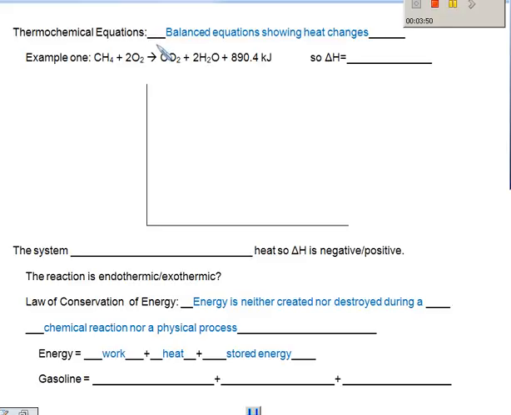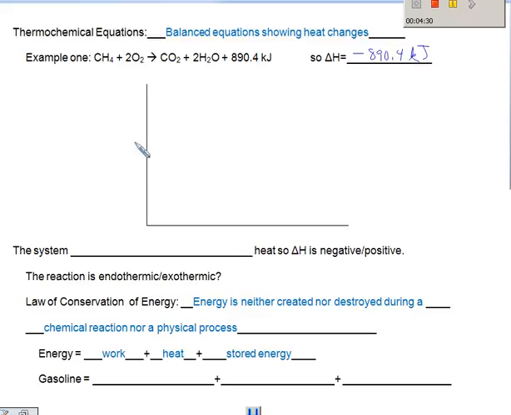Let's take a look now, instead of dissociation, at an actual chemical reaction. So thermochemical equations are balanced equations showing heat changes. And here's an example here of the chemical equation for methane burning. So this is methane combusting in the presence of oxygen. It produces CO2, water, and 890.4 kilojoules. So our delta H, because we are producing energy, it's an exothermic reaction. The delta H for this reaction actually has a negative sign. It's negative 890.4 kilojoules.